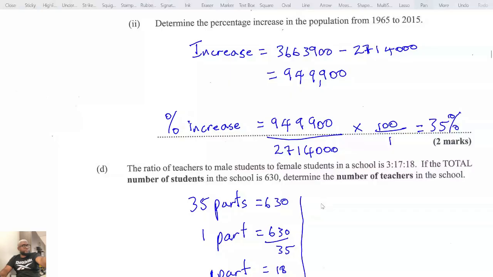So one part is 18. I can find anything now. Once I find out what one part is, Shania, I can find out anything now. It's just 3 parts we have to find. So I can just put, therefore, 3 parts would be equal to 3 multiplied by 18, which would be how much? 54. 54 teachers.